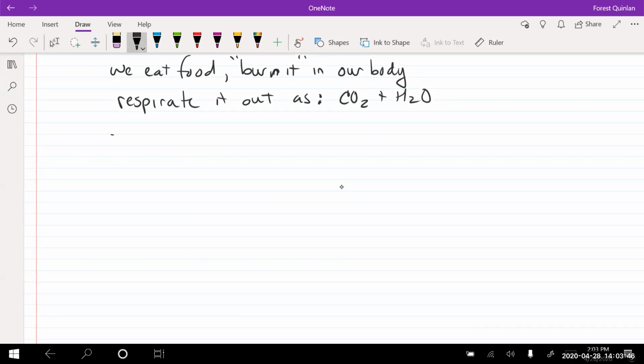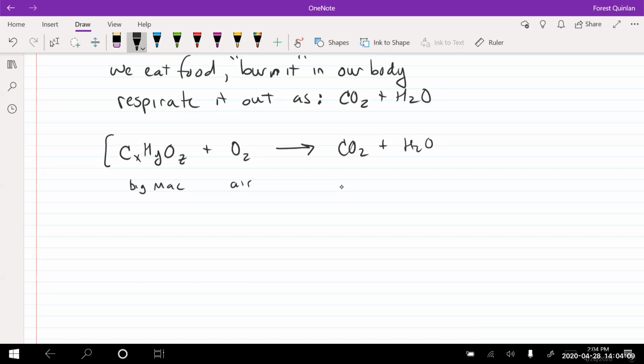So what this really is, is some sort of CxHyOz compound, our good old hydrocarbon, plus oxygen goes to make good old-fashioned CO2 and water. So this is your Big Mac. This is your air, and this is your breath. I guess breath is without an E, right? There we go.